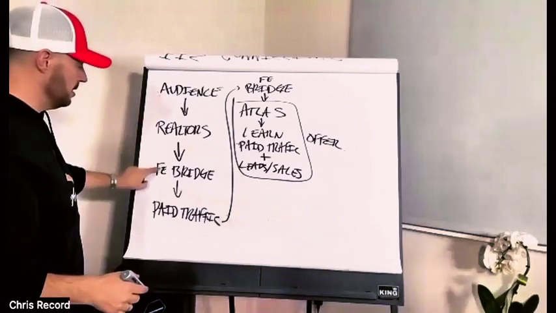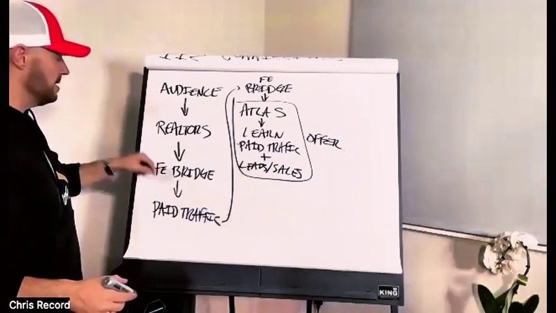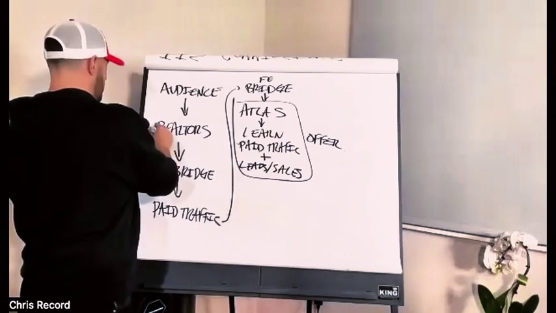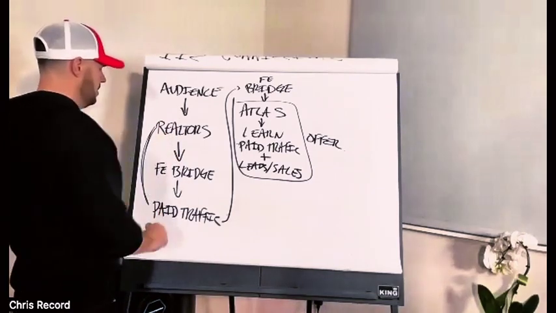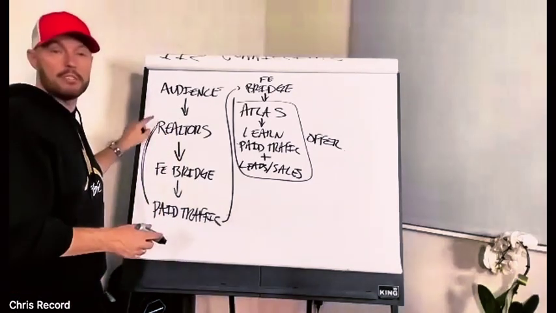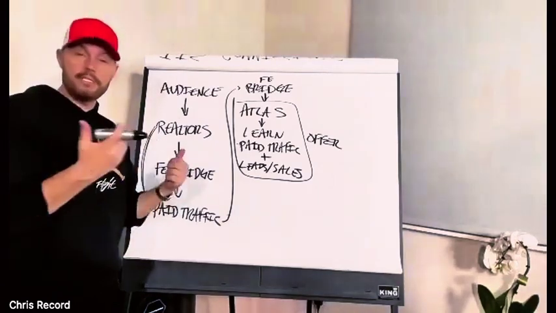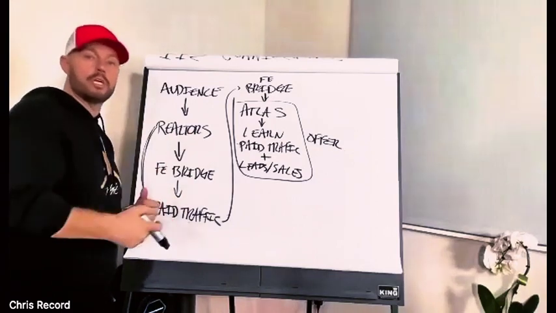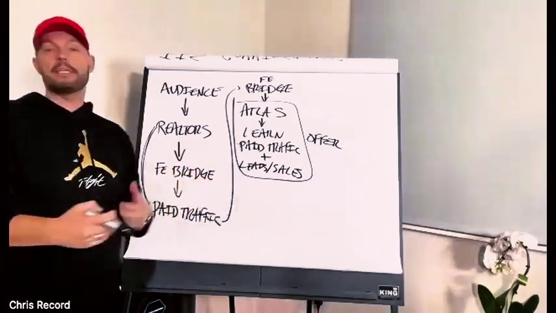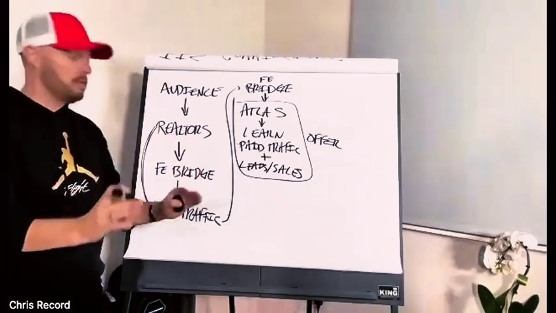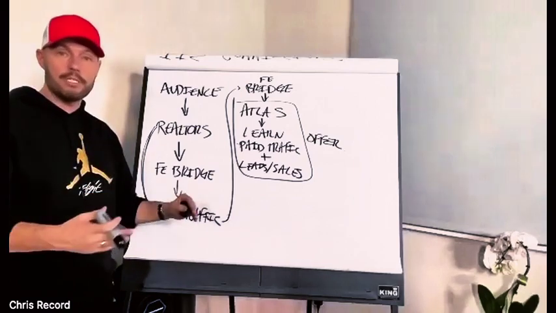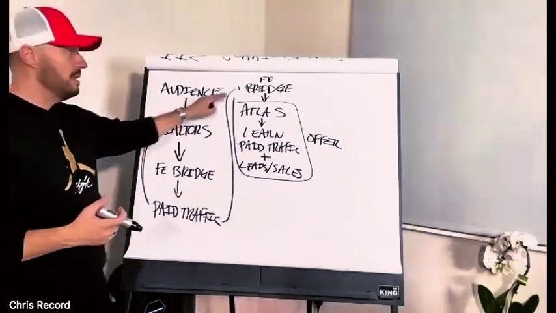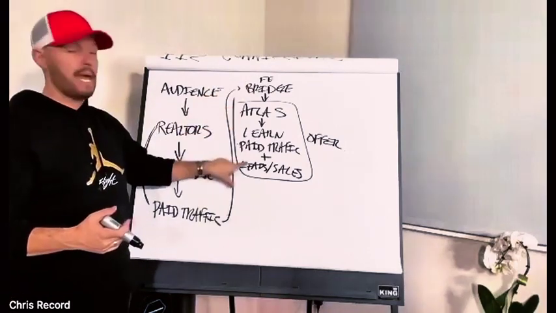You've got your audience, realtors, and the front end bridge. The front end bridge is paid traffic for real estate agents. Why would real estate agents benefit from paid traffic? What results could they get? What problems do they face? How is this a solution? What words can you use? What specific language can you use that would tailor this to them? And then from that bridge, you're going to say to join this.